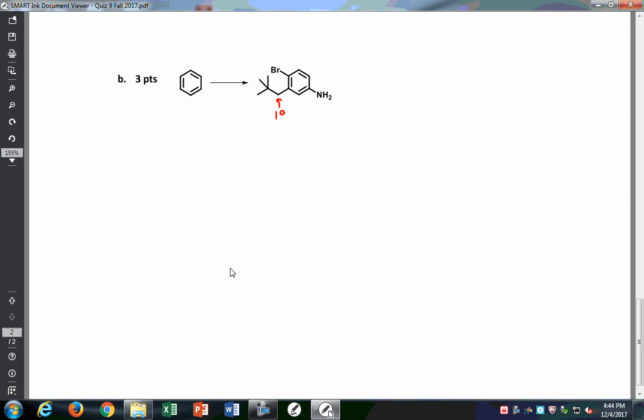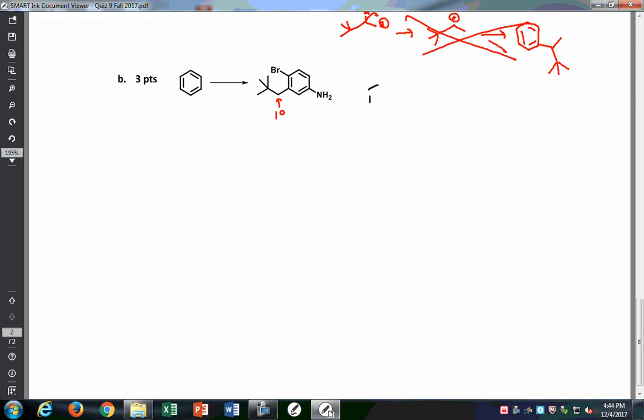Because if we form this carbocation, even in the presence of AlCl3, it's going to have the carbocation rearrangement. And what we're going to instead get is not the correct product. We're going to get this, and that's not what we want. So we want to do our acylation because of the carbocation rearrangement.